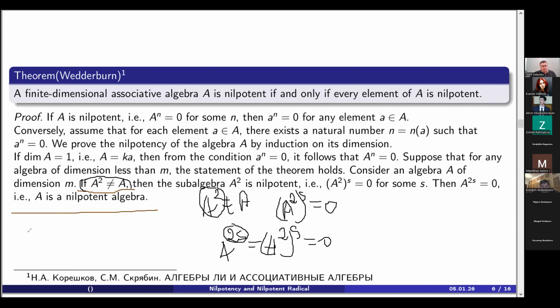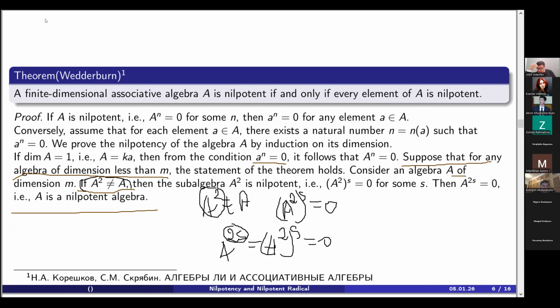I think that if A square is not equal to A, the dimension of A square is less than the dimension of A. By the assumption of induction, if an algebra has a dimension of less than n, then from the nilpotency of elements we obtain the nilpotency of the algebra.